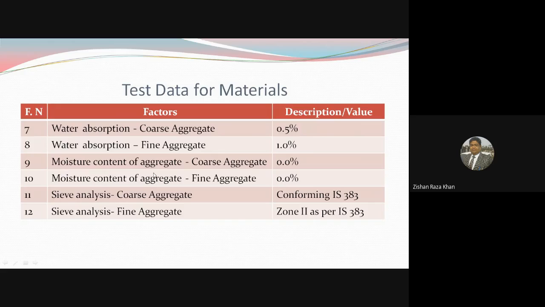And actual moisture content present in the coarse aggregate is considered as 0. So it is considered that coarse aggregate is absolutely dry and fine aggregate is also absolutely dry. Just assumed for the trial mix design. Otherwise, if it is non-zero, you can adjust it based on the balance percentage.